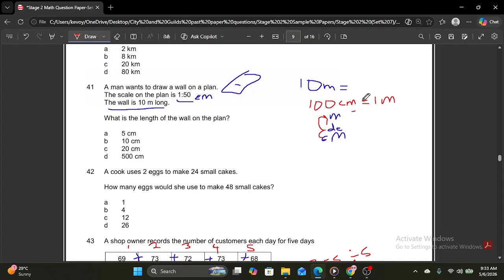So that means that if we have 10 meters, that would just be adding another zero to the 100 centimeters. So that would be 1,000 centimeters. So the wall is 1,000 centimeters, right? That's 10 meters.